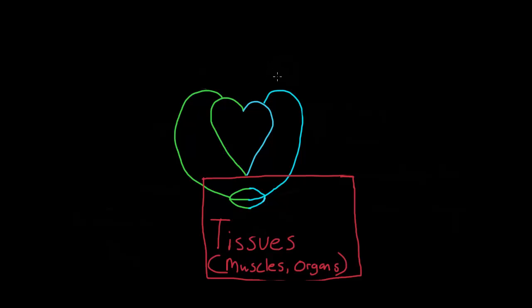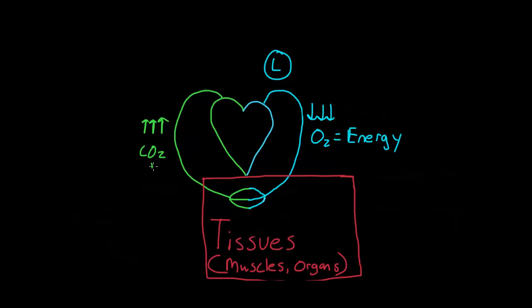Alright guys, let's talk about some of the symptoms of heart failure. So set up our diagram here. From the left side of the heart, we have blood moving to the tissues that's full of oxygen. Oxygen is energy that the tissues need to do their work. And moving out of the tissues, we have blood that's full of CO2, which is a waste product. That's going to make its way back up to the right part of the heart.